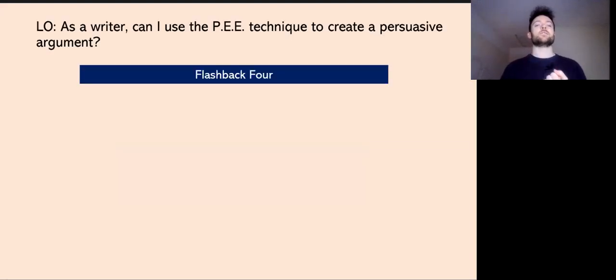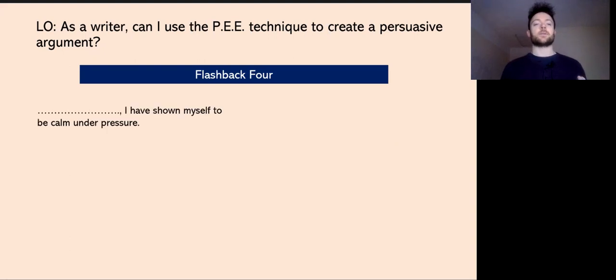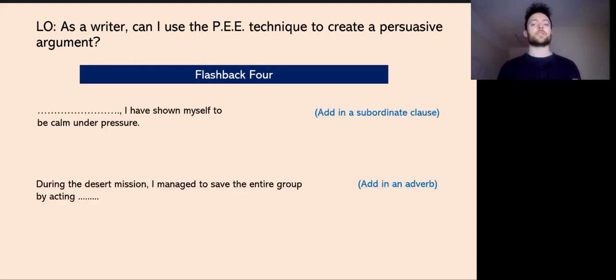So, learning objective. As a writer, can I use the PEE technique, so point evidence explanation technique, to create a persuasive argument? Okay, now I'll get started quickly on our flashback 4. So I have 2 things for you to do. I want you to add a subordinate clause into the first sentence, and I want you to add an adverb into the second sentence, okay? So pause the video here and have a go.